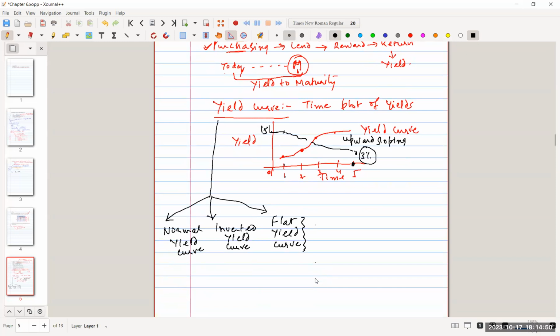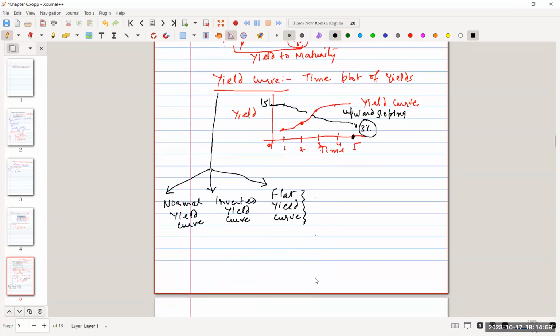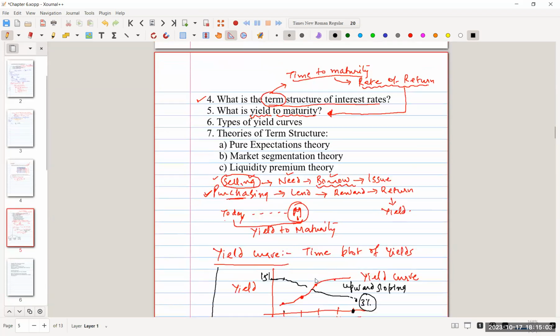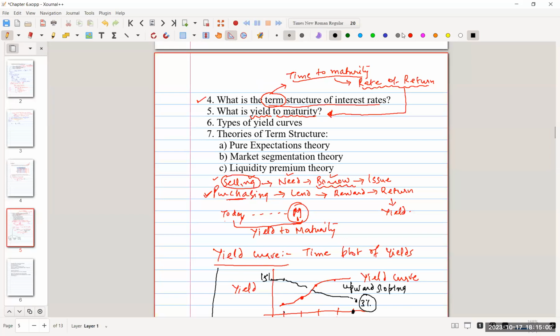Right. So this relationship between the time and the yield is, the economists have tried to explain it through three theories, and we'll look at them briefly, one by one. Here we have them. I've listed them out for you. These three, the set here. The pure expectations theory, the market segmentation theory, and the liquidity premium theory.